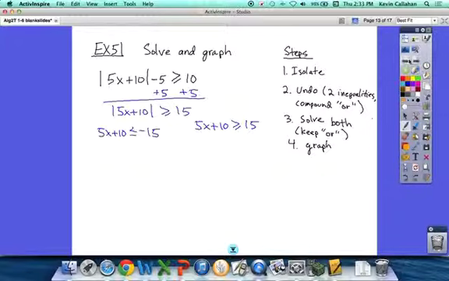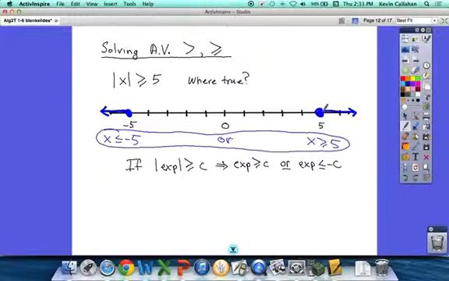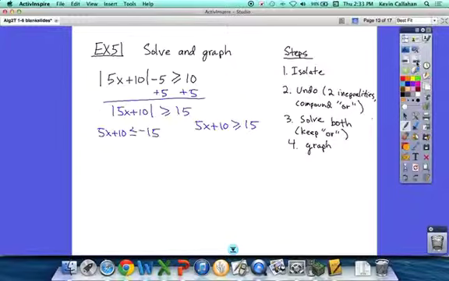Because, again, go back to what we just did here, right? This was x is greater than or equal to 5, or it's less than or equal to negative 5. It's to the left. That's why we flip the sign, right? It's because it's less. Okay, solve. Minus 10, 5x is less than or equal to negative 25. x is less than or equal to negative 5.